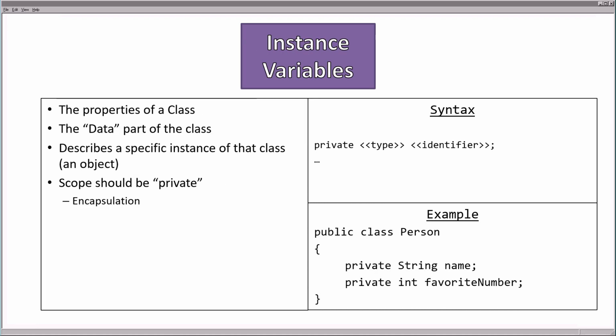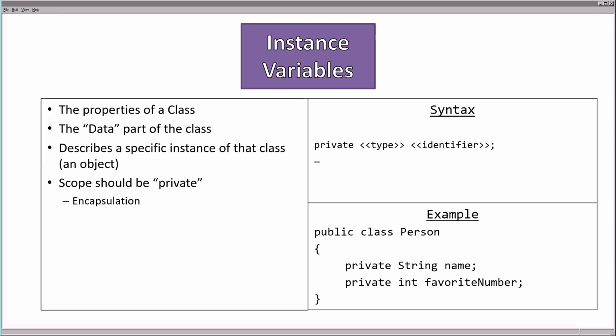These are the properties of a class. You can think about this as the data portion of the class, and the properties are used to describe a specific instance of that class. In other words, the properties describe a certain object that is of that class.